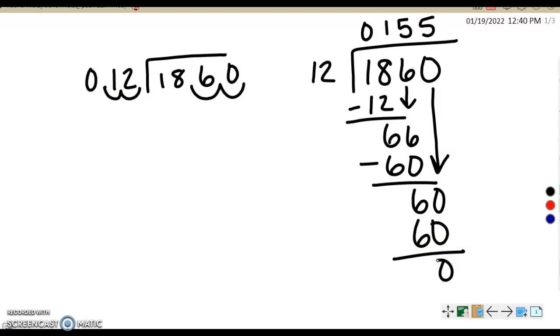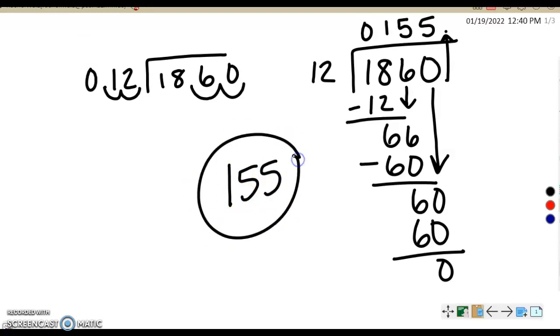And then for this one, to bring the decimal up into our answer, it was right here. So we can bring it up, but it really doesn't change our answer. Our answer is still going to be 155. So just remember where the decimal is, bring it up if you need to, but in this case, it really didn't change the value that we had. We had 155 all the time, so it didn't really change anything.